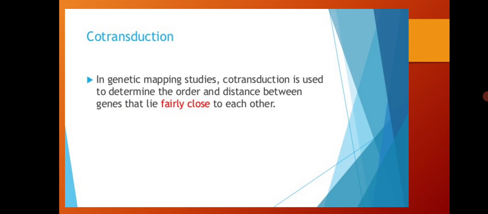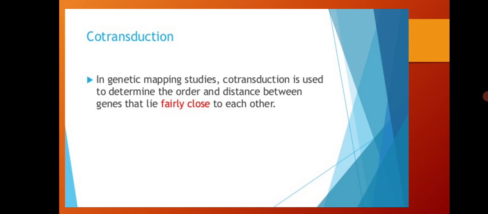So this co-transduction is possible only when genes are placed near, at close proximity, but not possible when genes are placed very far away. When genes are placed at a far away distance, there is no co-transduction, but if genes are present nearer, then the chances are there that co-transduction can take place.